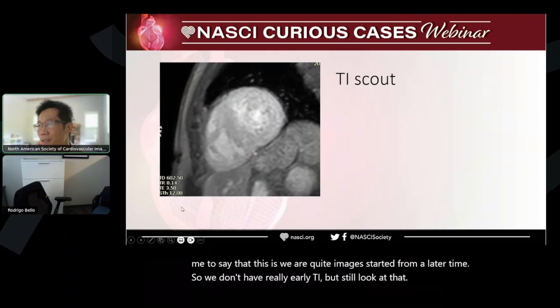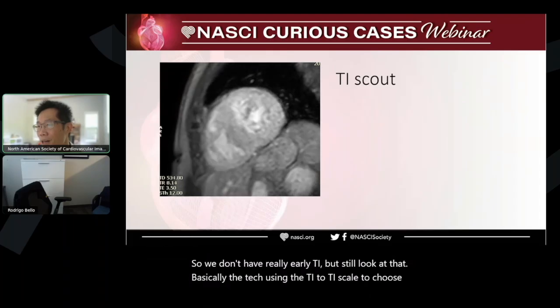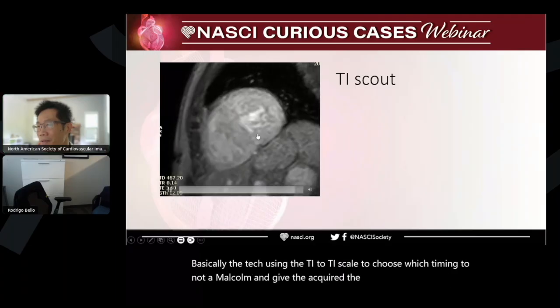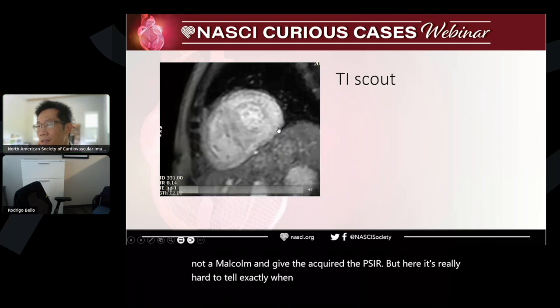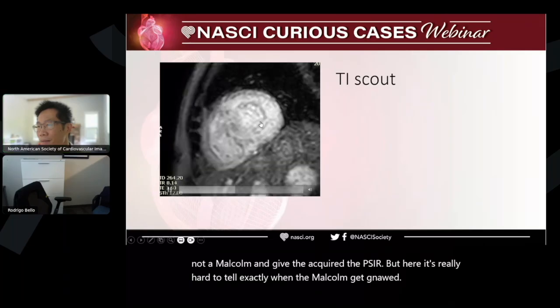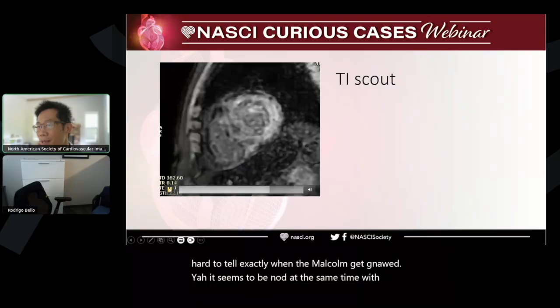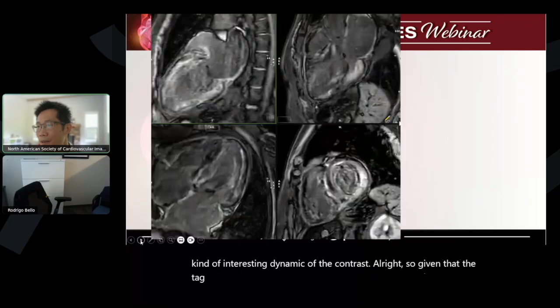Basically, the tech uses the TI Scout to choose which timing to null the myocardium and acquire the PSIR. But here, it's really hard to tell exactly when the myocardium gets nulled. It seems to get nulled at the same time as the blood pool. So it's a kind of interesting dynamic of the contrast. All right, so given that, the tech then did a PSIR.